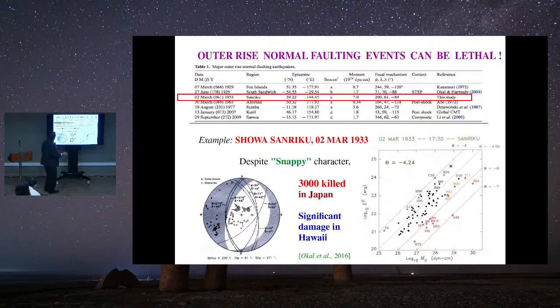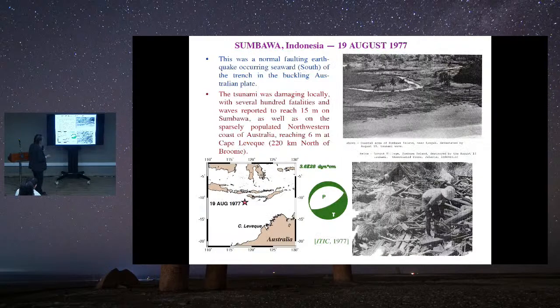Now the problem with these is that essentially, and this is the case in 77, this was actually, I should have shown it earlier, one of the first tsunami surveys which was done systematically afterwards, and the waves reached 15 meters in Sumbawa, and there were several hundreds, if not thousands, of people killed. And this is some of the field work done afterwards.